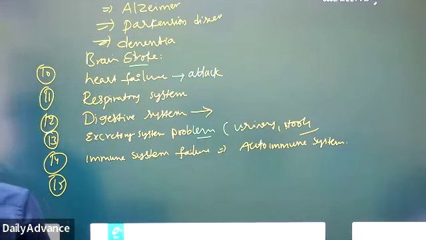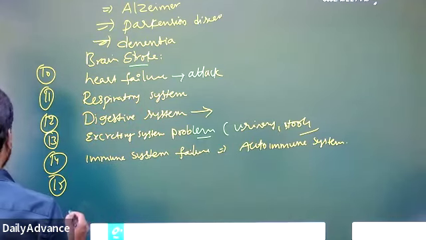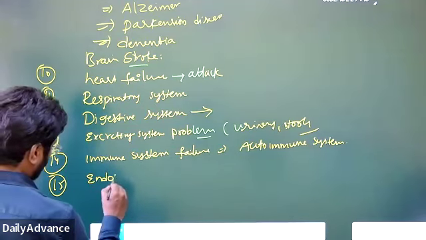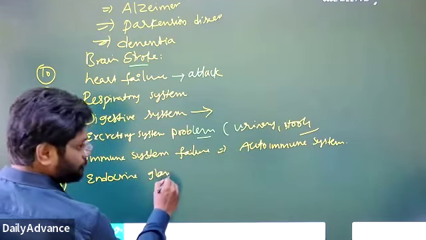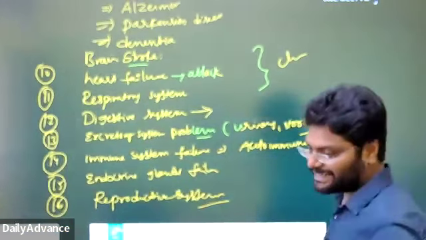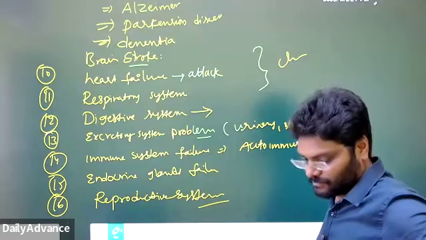On 15, you can see endocrine glands failure. From hypothalamus, pituitary, thyroid, pancreas, every gland failure occurs. And the 16th, you can see reproductive system failure, unable to produce ova, sperms and everything. So these are all the characteristics of old age, or characteristics of senescence. Understand?